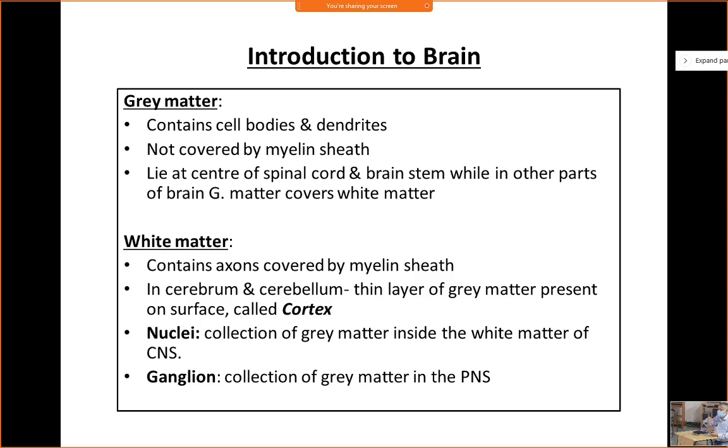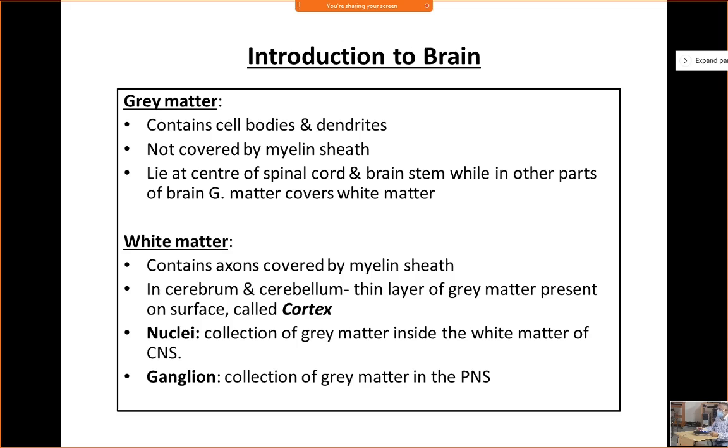If you take a cross section of the spinal cord, you can see that at the center of the spinal cord we have gray matter. So gray matter means what? These are cell bodies and dendrites. Why is it gray? Because it has no myelin sheath.